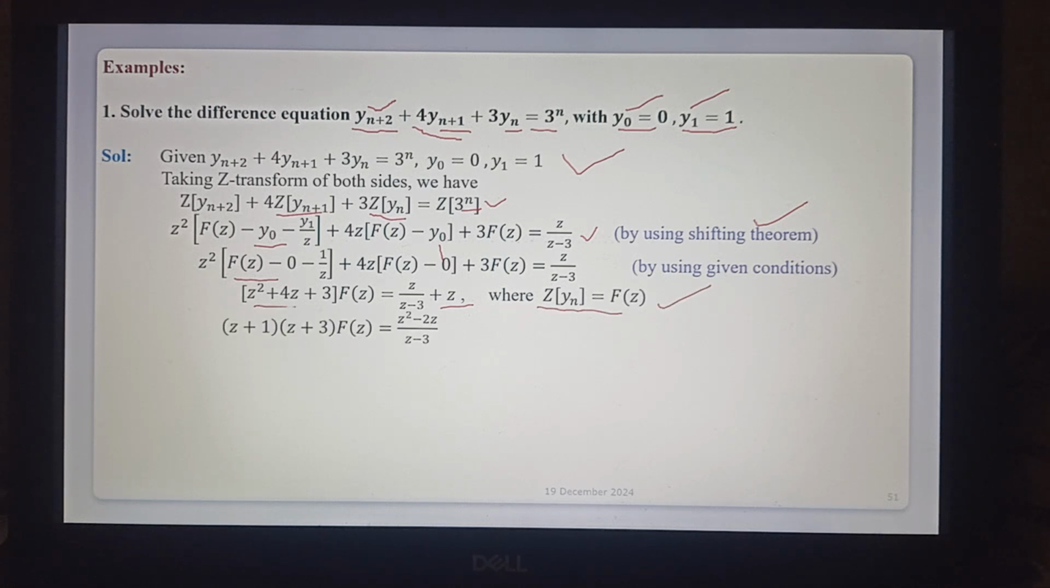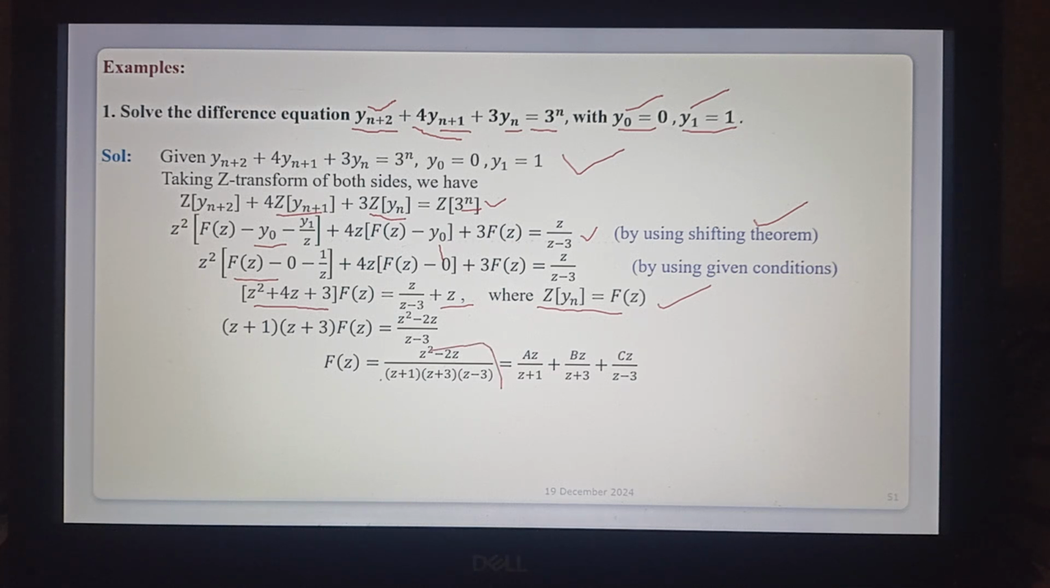Now take the factors. So (z+1)(z+3) F(z) is equal to, taking the LCM, z squared minus 2z by z minus 3. So F(z) is equal to z squared minus 2z divided by (z+1)(z+3)(z-3). Now this is F(z) here.